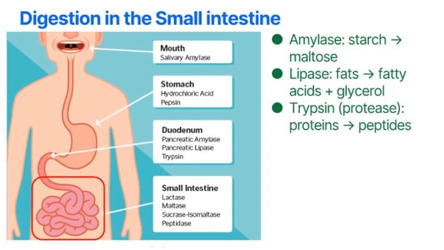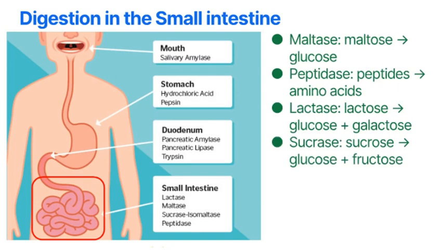Pancreatic juice from the pancreas contains three key enzymes. Amylase, which breaks starch into maltose. Lipase, which breaks down fats into fatty acids and glycerol. And trypsin, which breaks proteins into peptides.